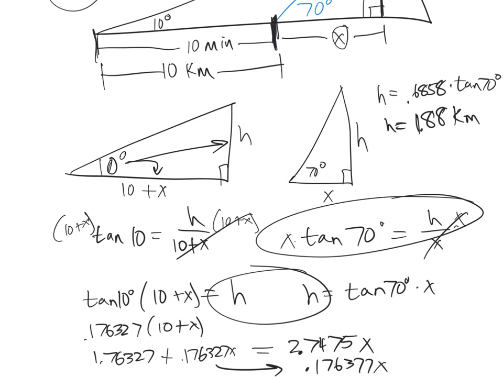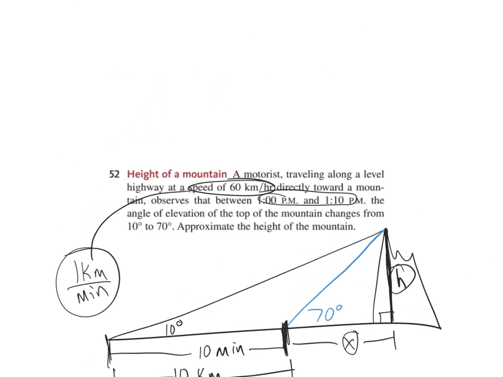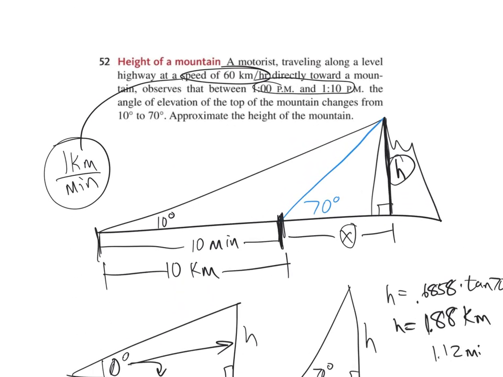Okay, so 1.88 kilometers, just to put this in perspective, I'll change this over to miles. That would be 1.11, 1.12 miles high. Okay, so that makes sense. The mountain is 6,000 feet high. All right, so that is the end of those story problems that I wanted you to do. So good job.